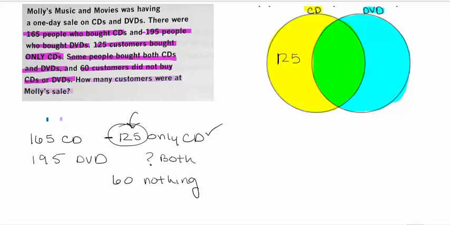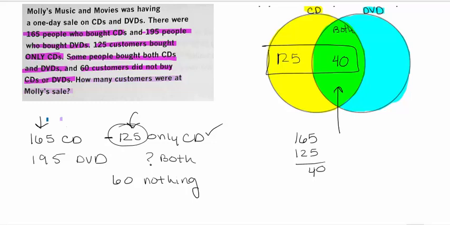How do I figure out then? I have to add more, and it has to go here. And remember, this is the overlap. This is the area for people that bought both CDs and DVDs. So out of this 165, some people also bought DVDs. So to figure that out, we're going to do 165, take away 125. So we know that there's 40 people that bought both. So all of this together now should equal 165. 125 plus 40, that is 165. So that works.